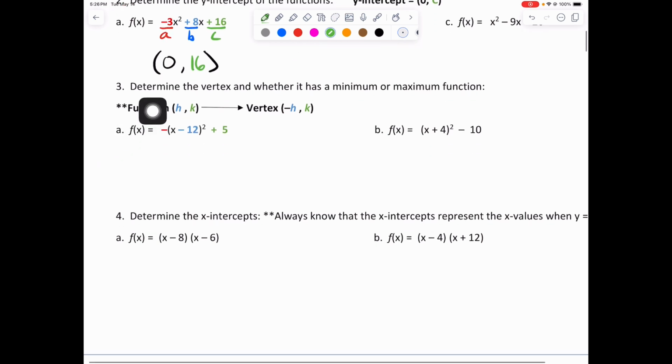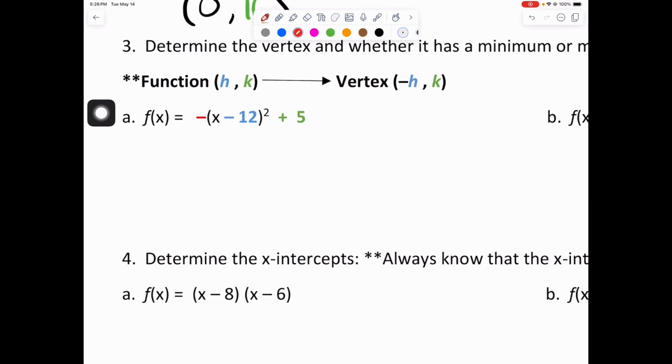All right, moving forward to number 3, determine the vertex and whether it has a minimum or maximum function. We are given the function here in vertex form. Great job. We can write the vertex as the opposite value of h, and k. But let's first identify: a is -1, our -12 here is your h value, and your +5 is your k.